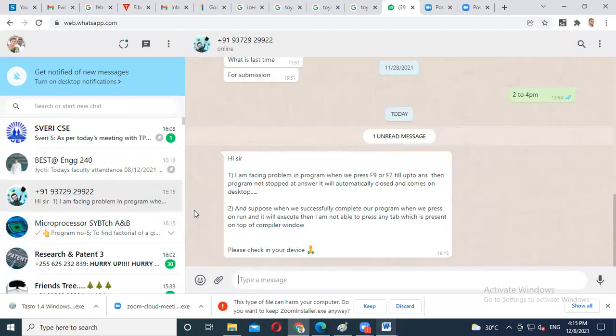Okay. Here, one student says: I am facing a problem in the program. When we press F9 or F7 up to the answer, the program does not stop at the answer. It automatically closes and comes to the desktop. And when we successfully complete our program and press run and it executes, I am not able to press any tab which is present on top of the compiler window.